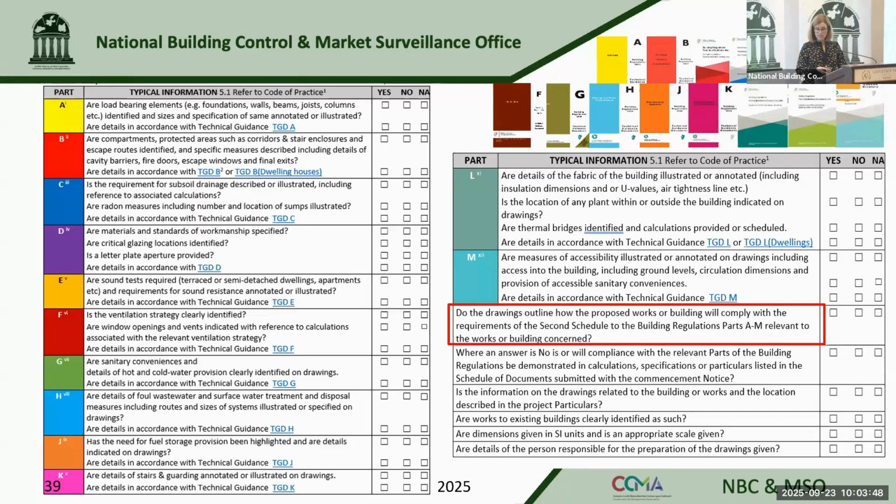And when you've done that, the question is, do the drawings outline how the proposed works or building will comply with the requirements of the second schedule A to M relevant to these buildings or works? And if they don't, then you have to ask, will compliance be demonstrated in calculations, specifications or particulars that you've listed in your schedule of documents? And the answer to that must be yes.